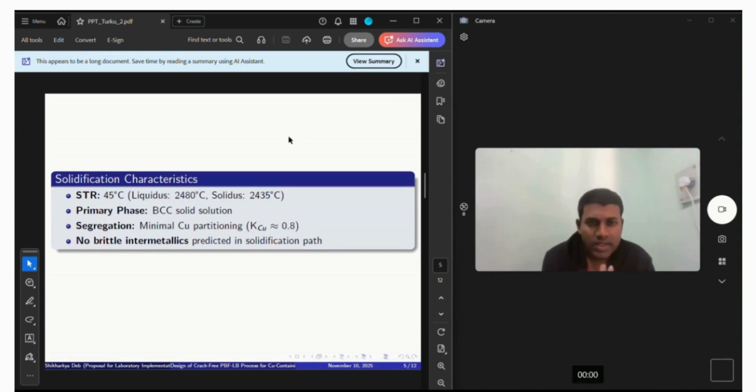For partitioning behavior, the partitioning coefficient tells us how elements distribute between solid and liquid. For copper, it was 0.8, which means copper prefers the liquid phase. For tantalum, it was 1.1, which means tantalum prefers the solid phase, and 0.95 for tungsten means it distributes almost equally. These partitioning coefficients are good because copper's preference for liquid means it will be available for precipitation later, with no extreme partitioning that would cause severe segregation, and a relatively uniform distribution of major elements.